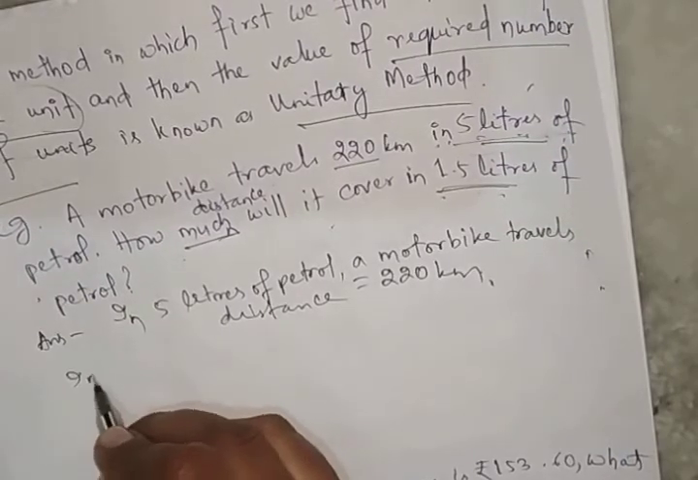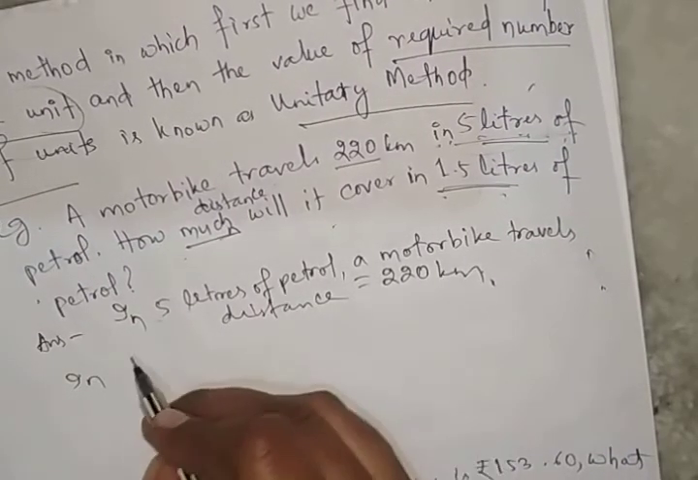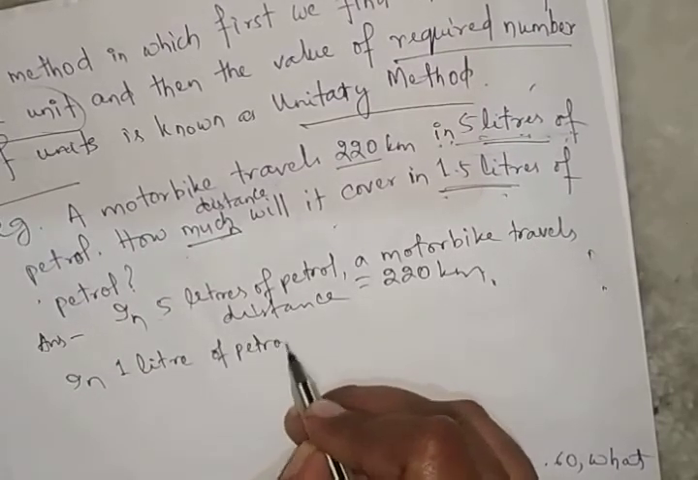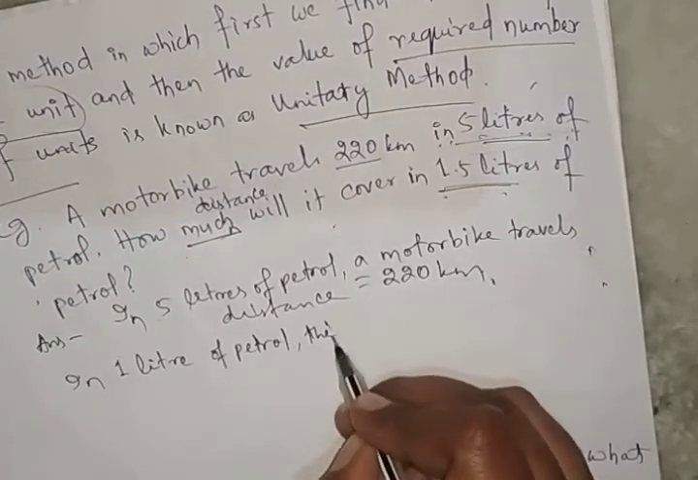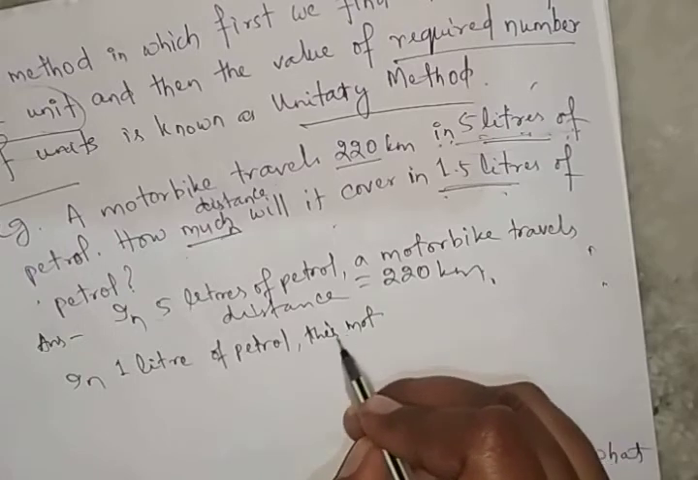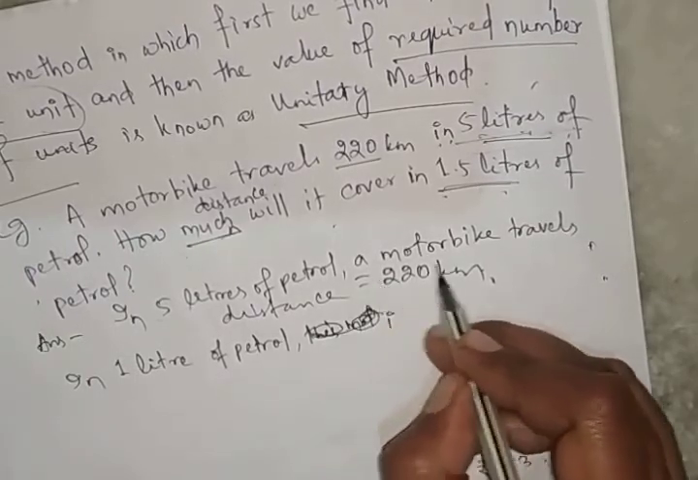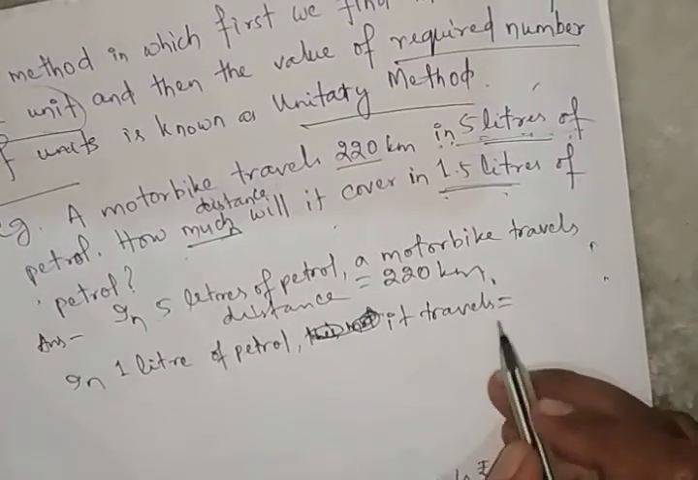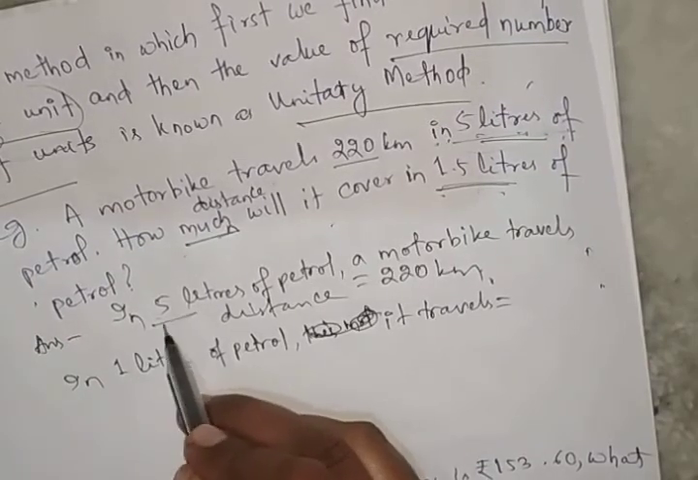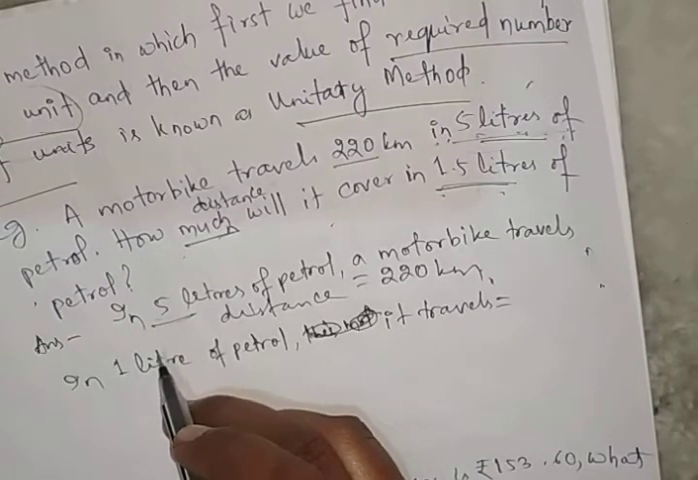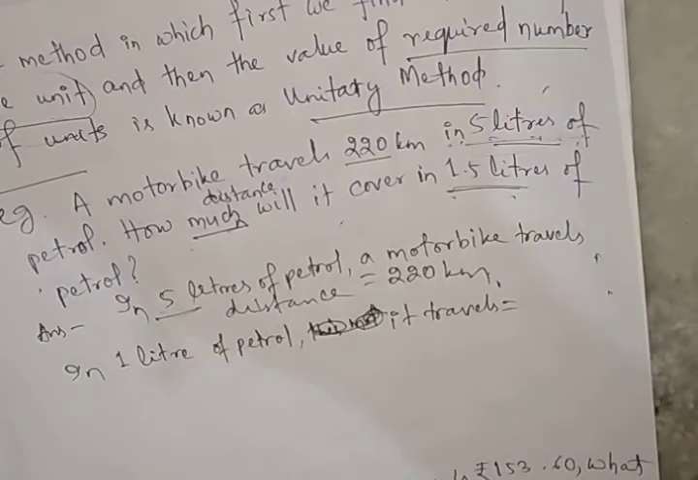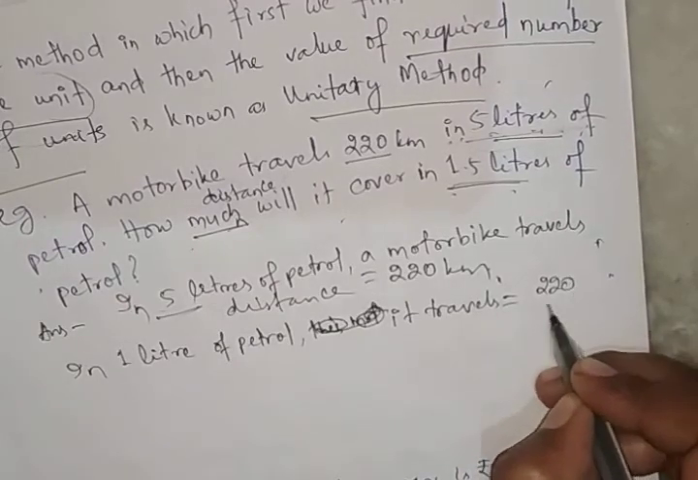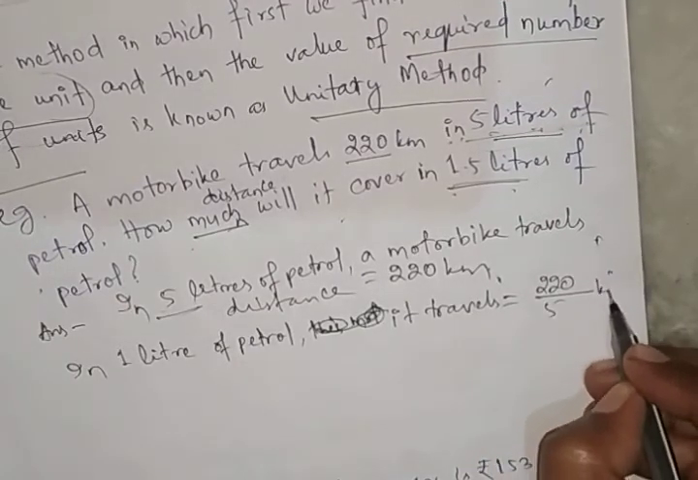Next, here 5 liters of petrol is given, so what you will find is in 1 liter of petrol. In 1 liter of petrol, this same motorbike, we will not write this motorbike; instead of this, we can write it travels. So in 1 liter of petrol, it travels 220 by 5 km.